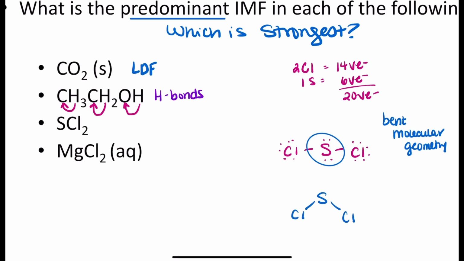Chlorine is more electronegative than sulfur. So it's pulling the dipoles, overall pulling it in one direction. It is a polar molecule, so dipole-dipole.